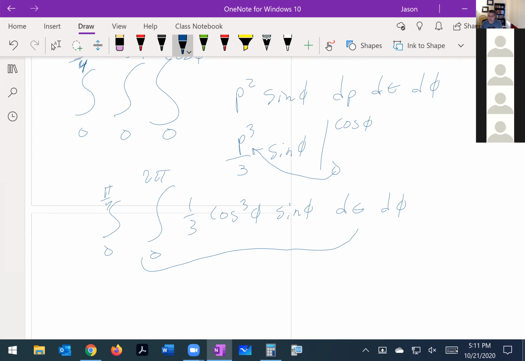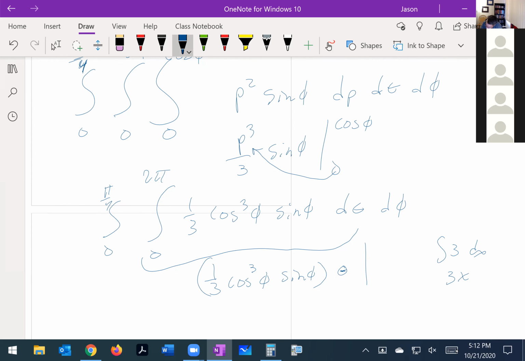I don't quite see it. Oh, you don't quite see it. Okay. So this is going to be 1/3 cosine cubed phi sine phi theta, right? Does that make sense? Because the whole thing is just a constant. If I'm integrating with respect to theta, it would just be a constant. And so it'd be like, take the integral of 3. What's the integral of 3 dx? Isn't that 3x? Oh, yeah, that makes sense.